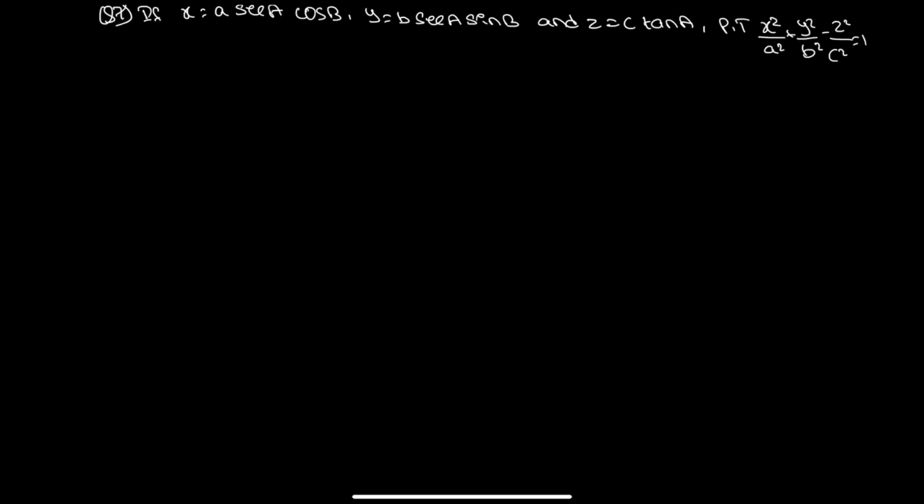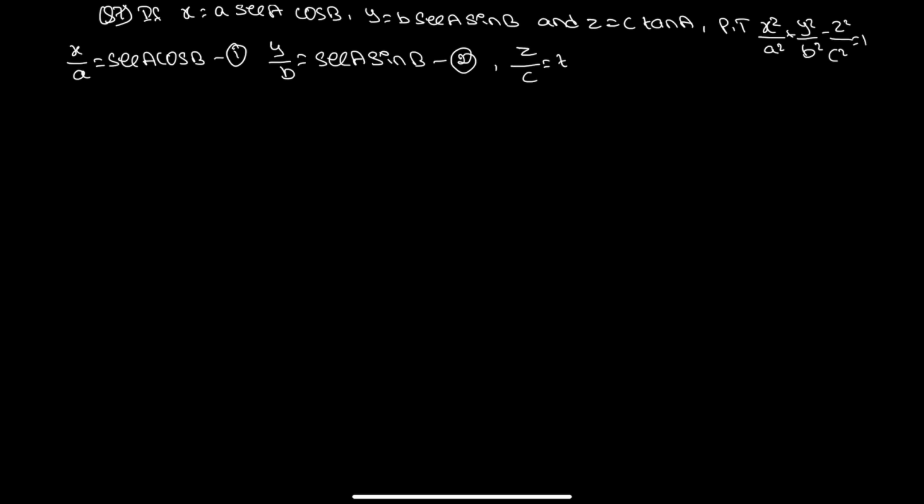Next, question number 7 we have, which is having three terms here, which are x, y and z, and we have to prove x^2/a^2 + y^2/b^2 - z^2/c^2. So here we need to have x/a, y/b and z/c. We'll write that in that form. We'll get x/a = sec a cos b. Let it be our first, and this y/b can be written as sec a sin b. Let this be our second, and next third we can write it as z/c = tan a. Let this be our third.